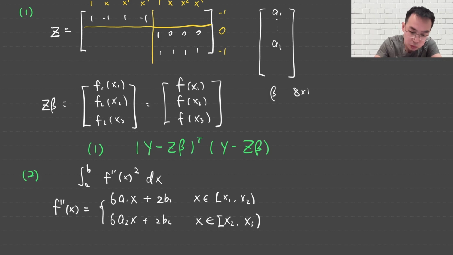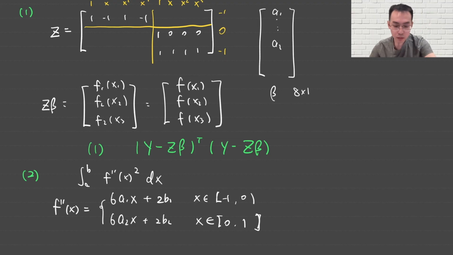Okay, I should just plug in the numbers into here since we are doing this example. This is sorry, -1 to 0 and then 0 to 1. And then let's see what this integral becomes for this function. Let me just also replace this with from -1 to 1. Okay, this is better.